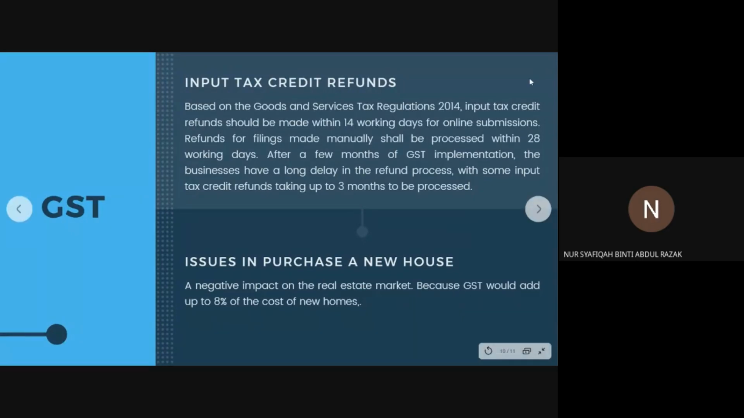The last one is the issue in purchasing a new house. There is a negative impact on the real estate market because GST will add 8% to the cost of a new home, which will lead to a decline in the demand for new homes in Malaysia, since home prices are already pricey as before.